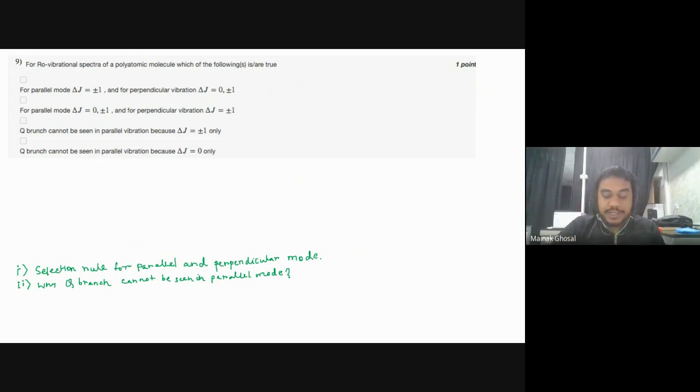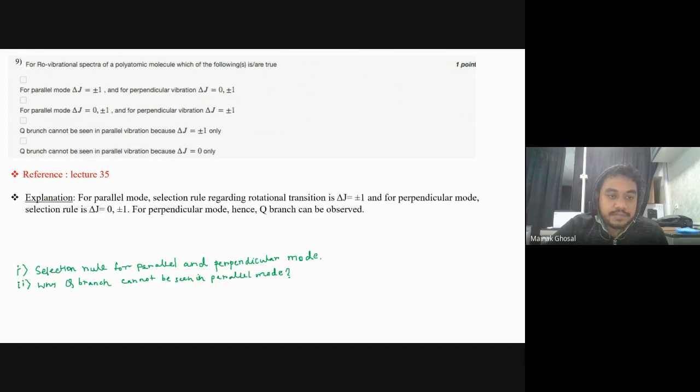So for this question, you can find this answer also in lecture number 35. For parallel mode, the selection rule regarding rotational transition is delta J equals plus minus 1. This is the selection rule regarding parallel mode. That is, for parallel mode, the selection rule is delta J equals plus minus 1.